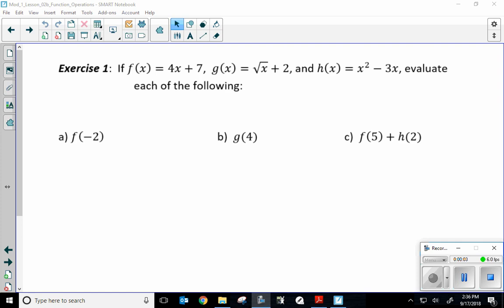All right, welcome to Unit 1, Lesson 2. We're going to jump right into it with some of these exercises with putting values into functions. All right?